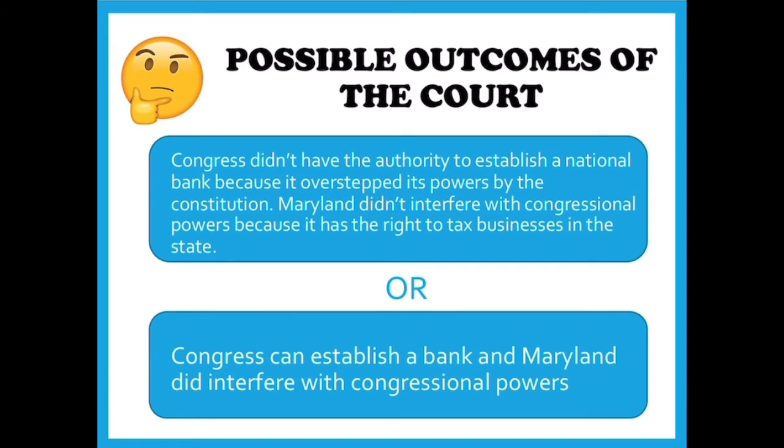So that brings us to the two possible outcomes that the court could have. The first option is that Congress decides that the government does not have the authority to establish a national bank because it's not explicitly said in the Constitution, and that Maryland did not interfere with congressional powers because it has the right to tax businesses in the state. The other option is that Congress can establish a bank and that Maryland did interfere with congressional powers.